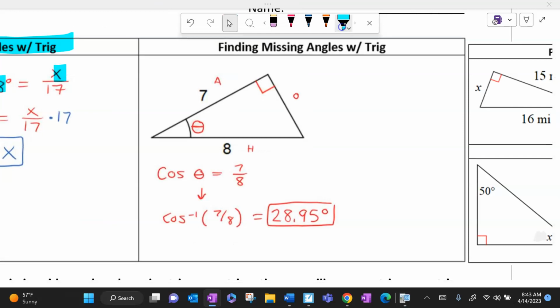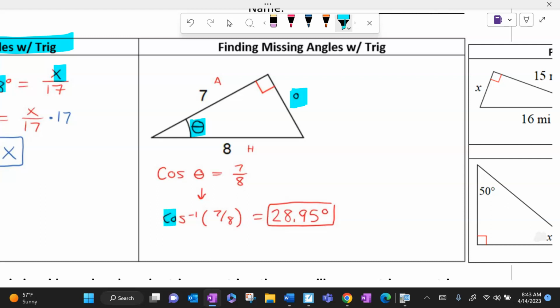But in this problem, we're given theta. We are given two of the three sides in the right triangle. However, that's not going to help us solve a missing angle. We could use Pythagorean theorem to solve for the opposite side, but that's not what this problem cares about. It cares about the missing angle.